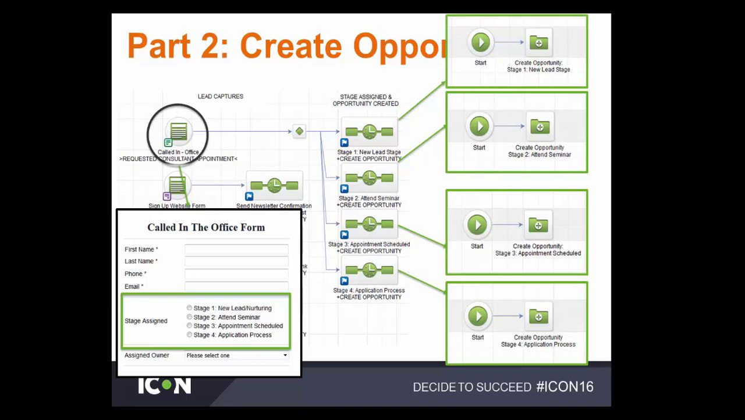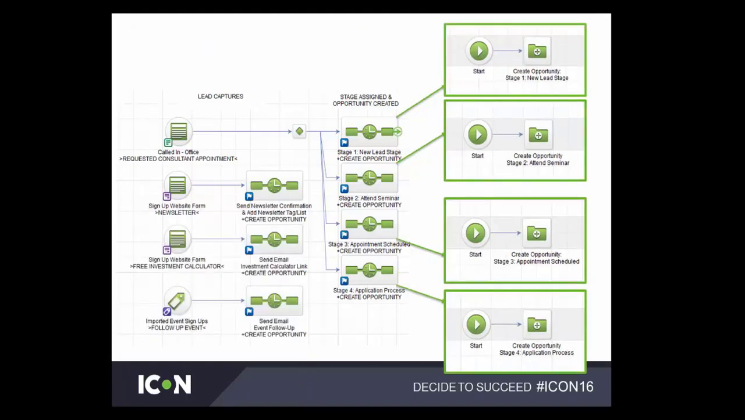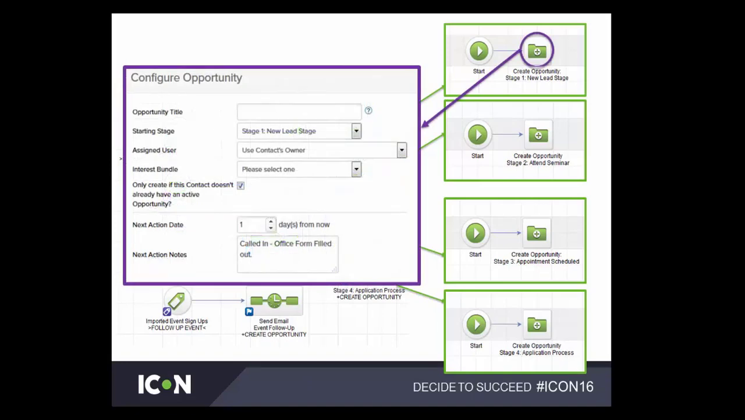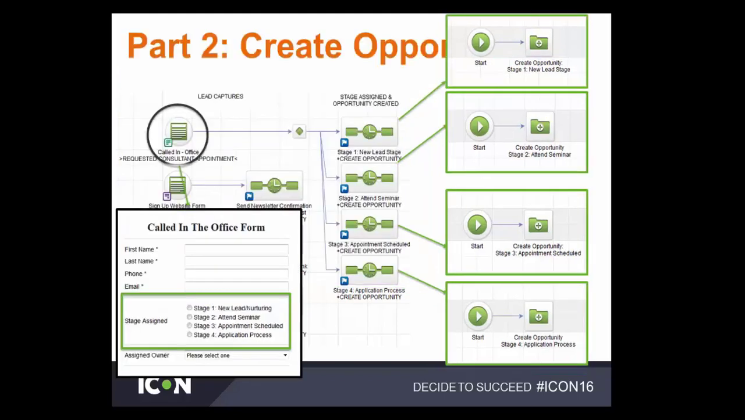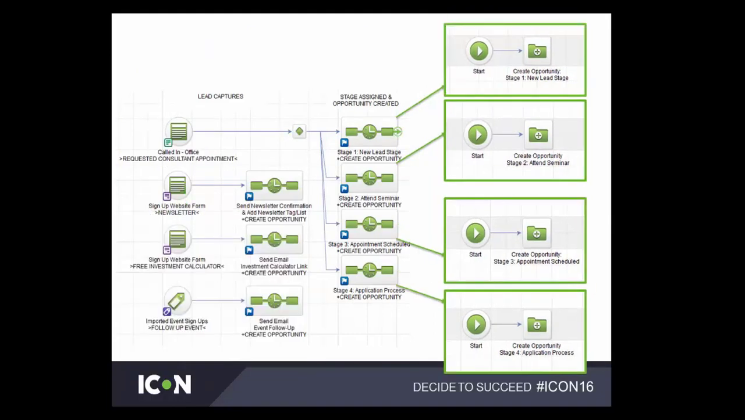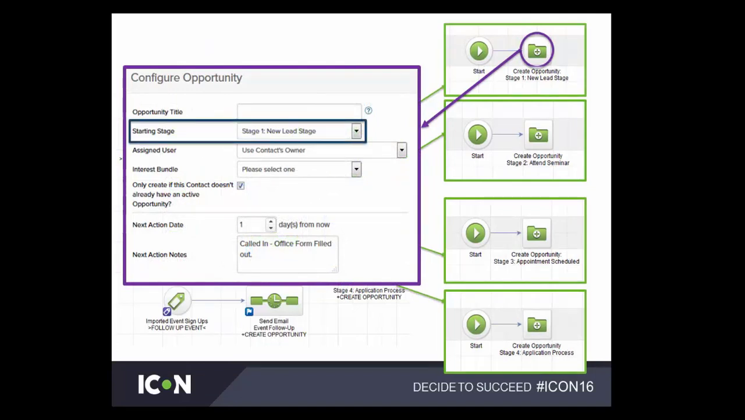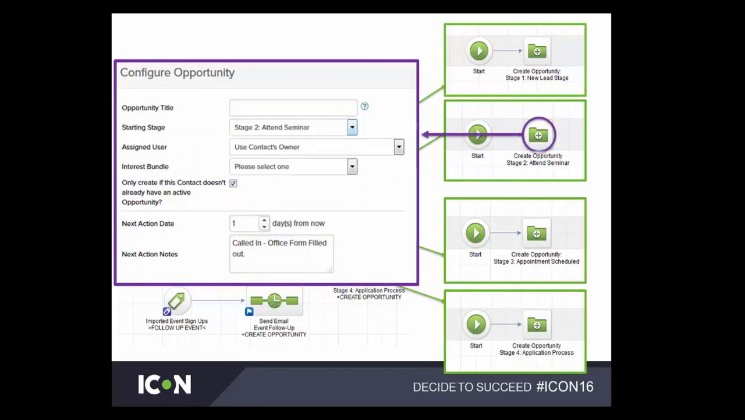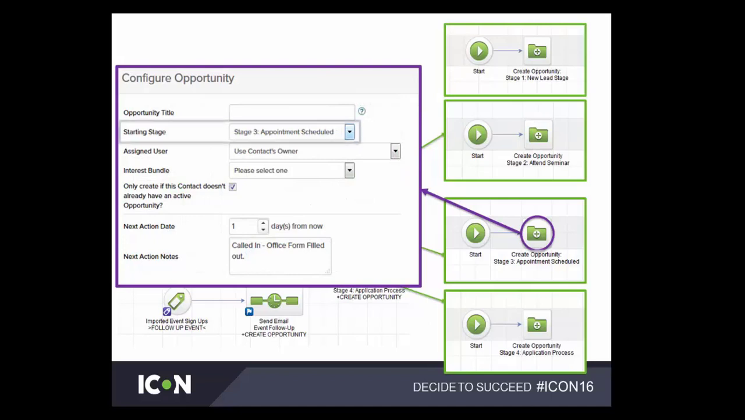Pretty simple. There's the element called create opportunity, and it's placing them into a different stage. The simplicity here is that the only thing I'm changing between all these sequences is the starting stage. The reason for that is, remember that radio button over here, the stage assign on that internal form, I'm going to have to put them into a different stage. So for the first sequence, I have stage 1, new lead stage. For the second one, stage 2, attend seminar. For the third one, stage 3. And so you kind of get the idea here.